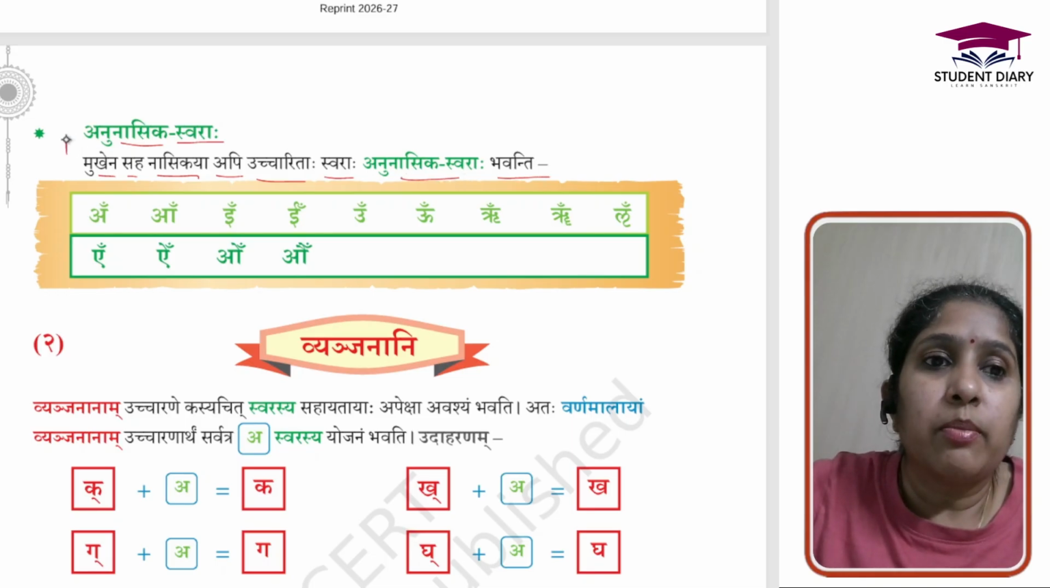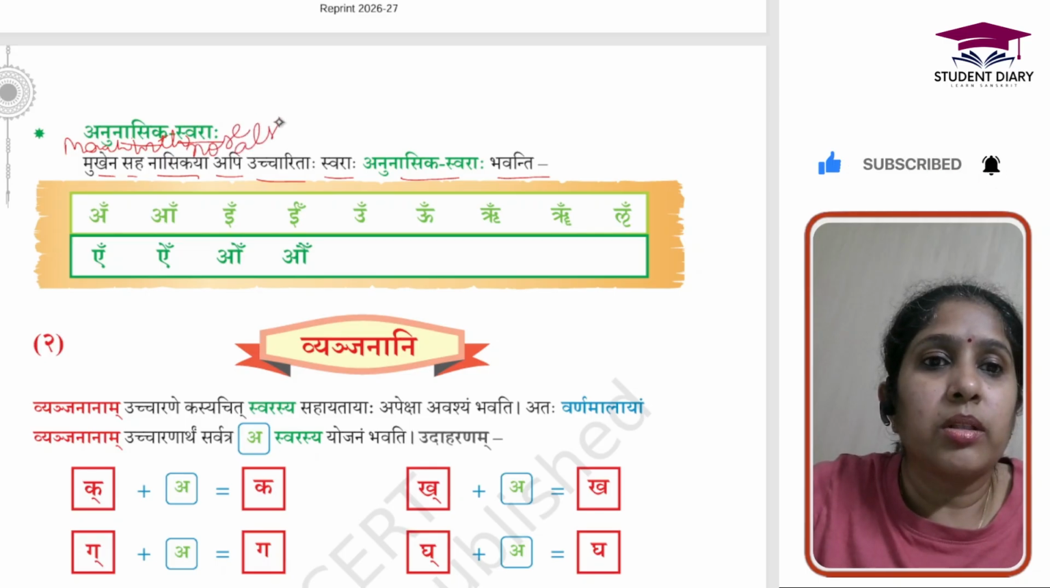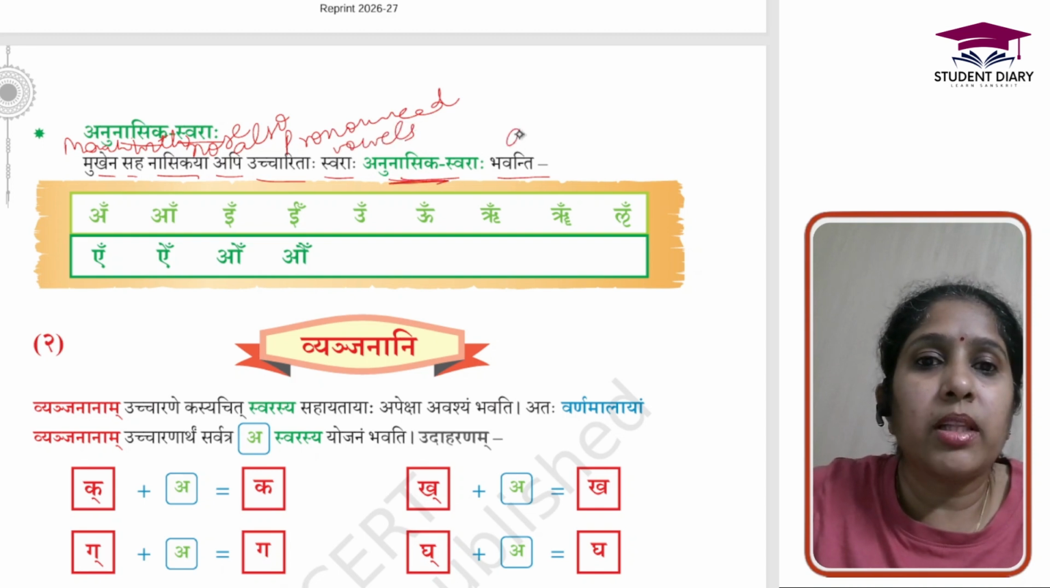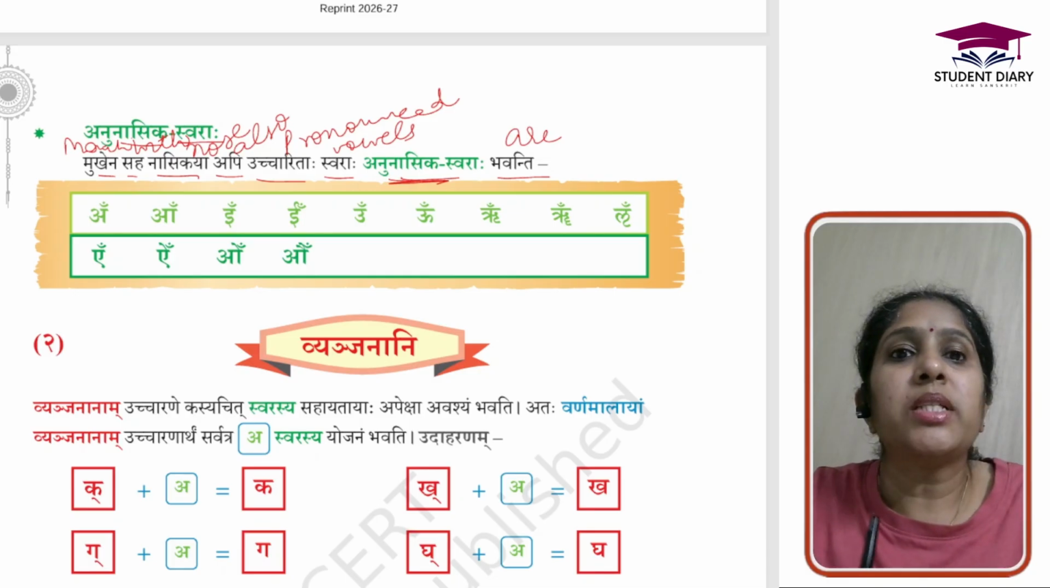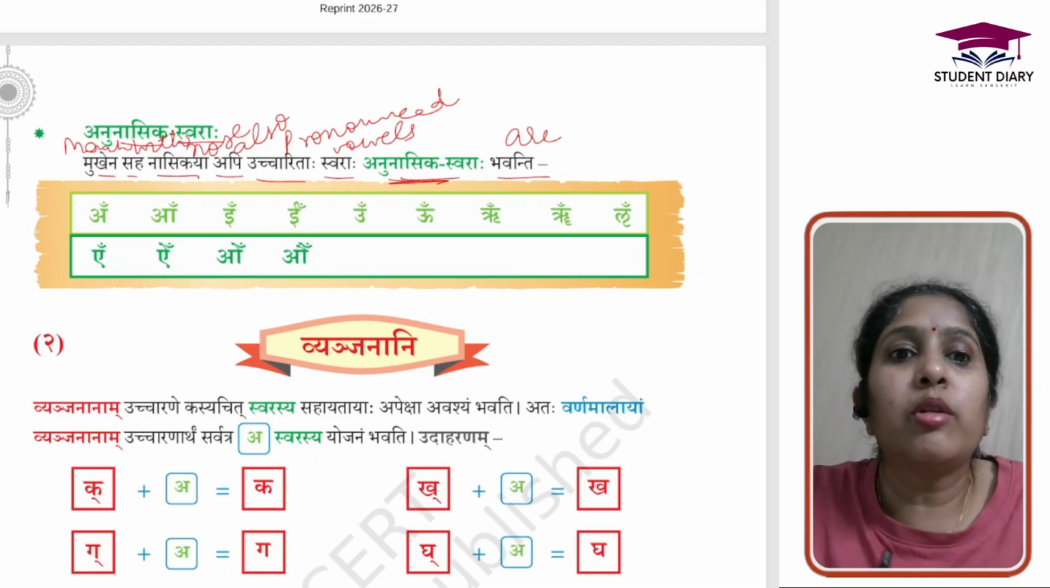So mukhena means mouth, saha means with, so it's like with mouth, nasikaya means nose, api means also, ucharita means pronounced, swaraha means the vowels, anunasik swaraha bhavanti means are. So sometimes we need the help of the nose along with the mouth to pronounce some letters. Those letters are called anunasik.